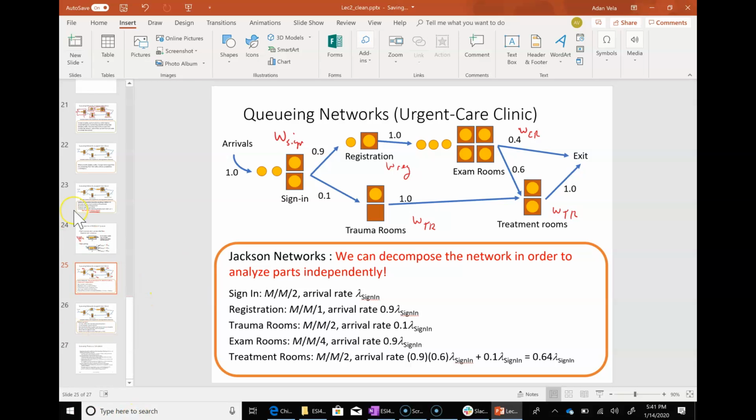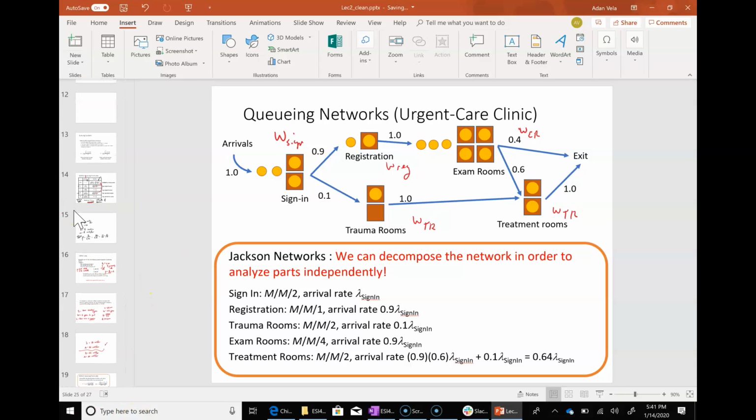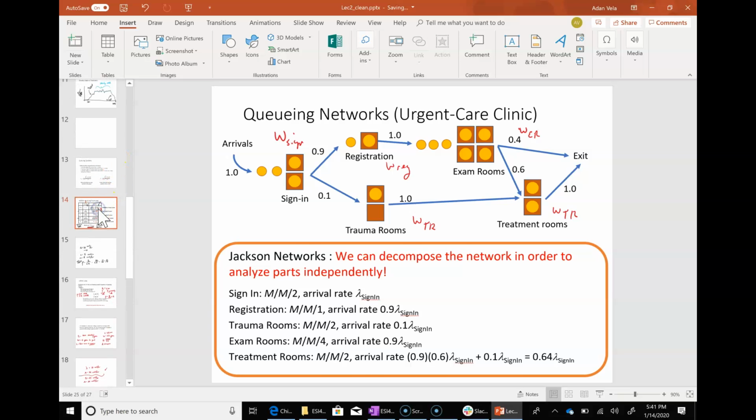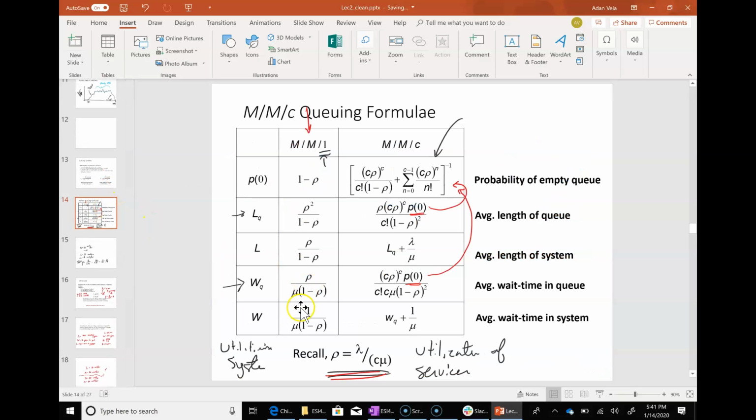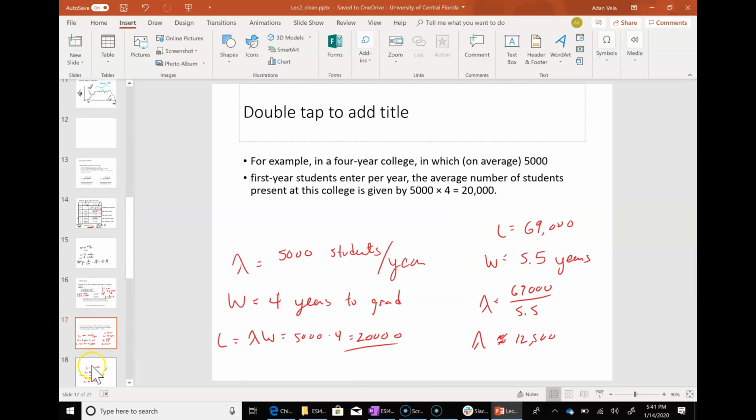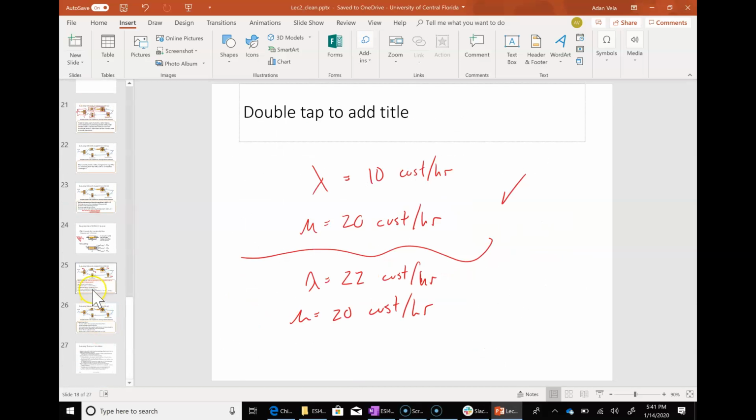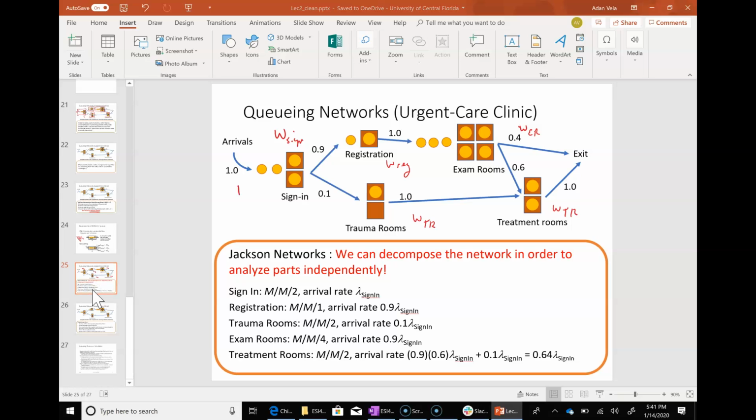Let's see, do I have it? Did anybody write it down? See, I should remember this. It's 1 over mu, 1 minus rho. Okay. So we're going to give you mu for the sign-in. And you can calculate rho. So now you have W sign-in. That's fine.